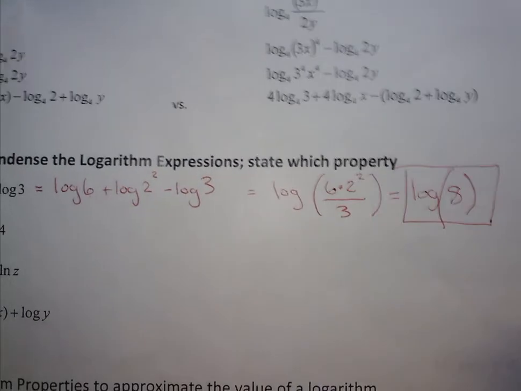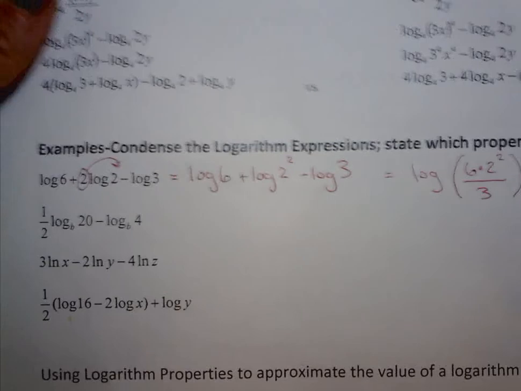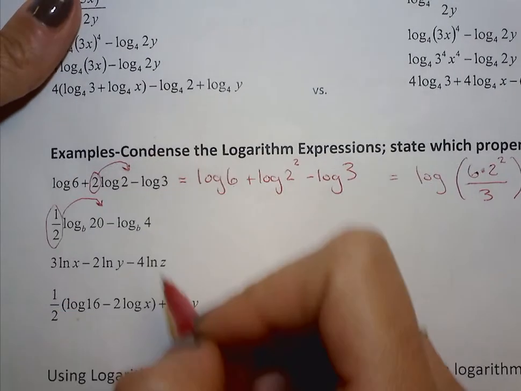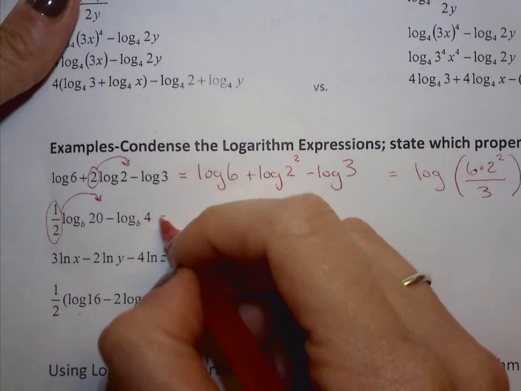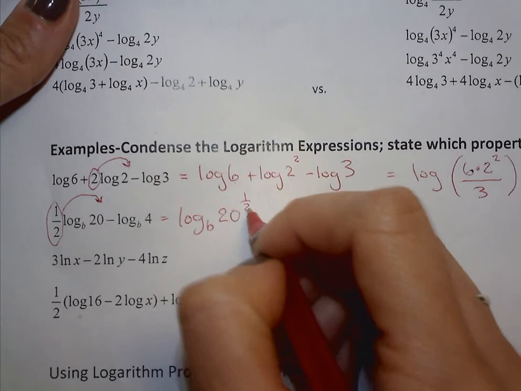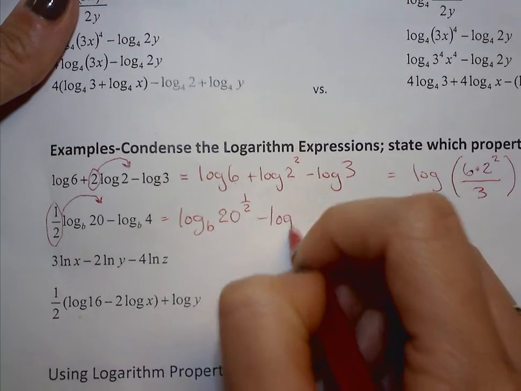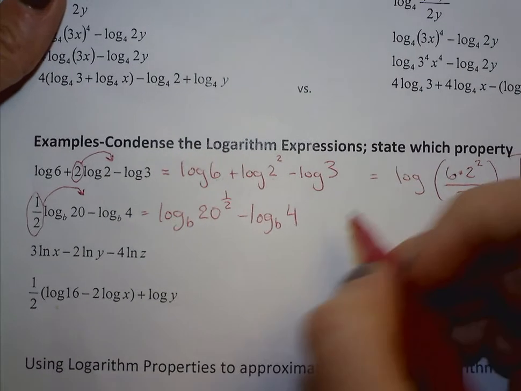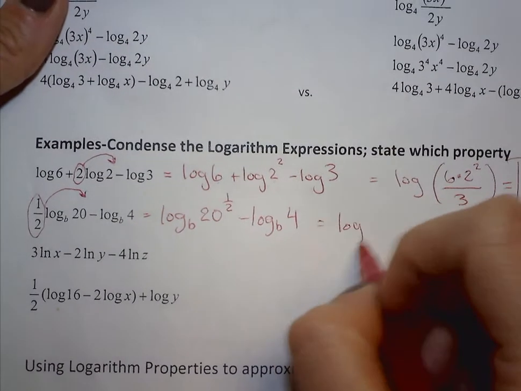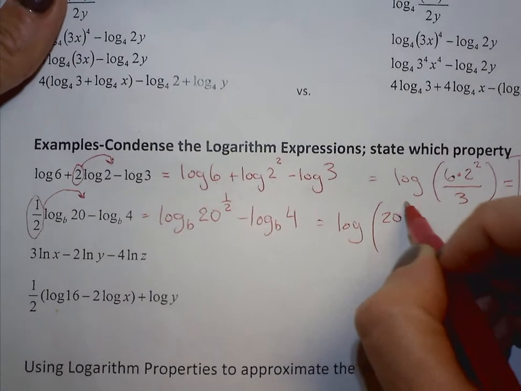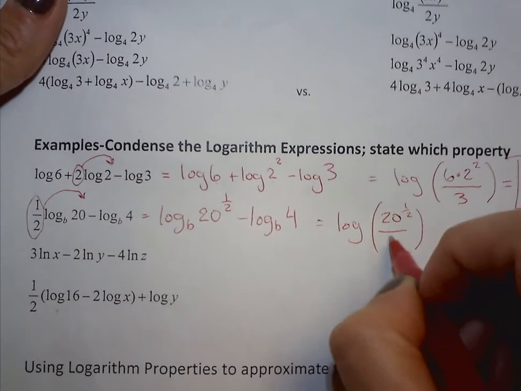Alright, let's look at the second example. I have a 1/2 in front, so I'm going to put that as an exponent. I have no number there, so that's log base b of 20 to the 1/2 power minus log base b of 4. Because I'm subtracting the two logs, if I'm putting it into one log, I'm going to divide the two. So 20 to the 1/2 divided by 4.